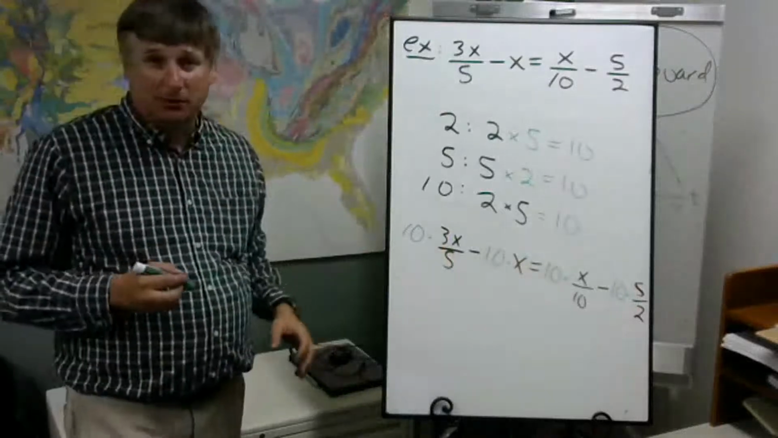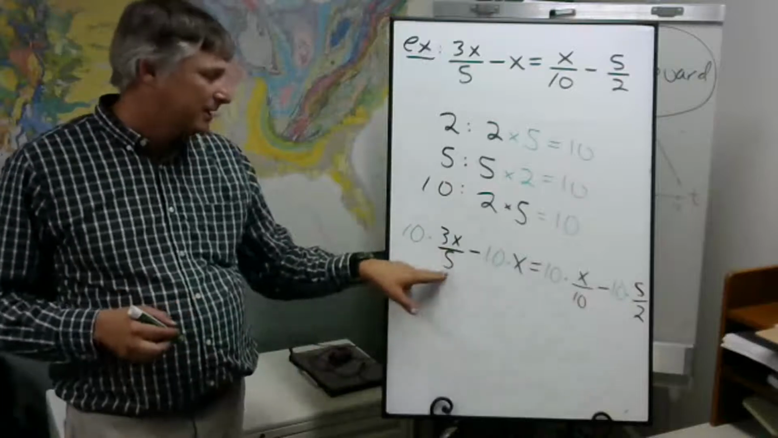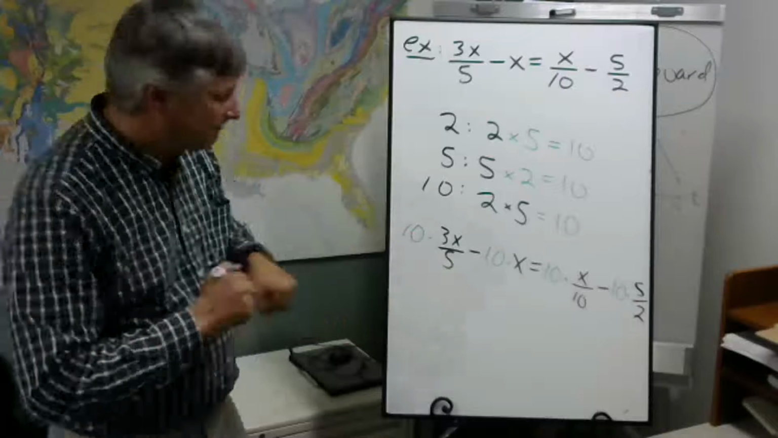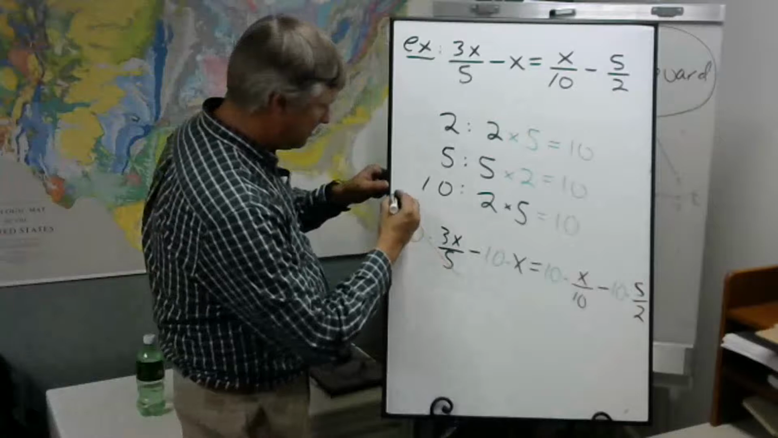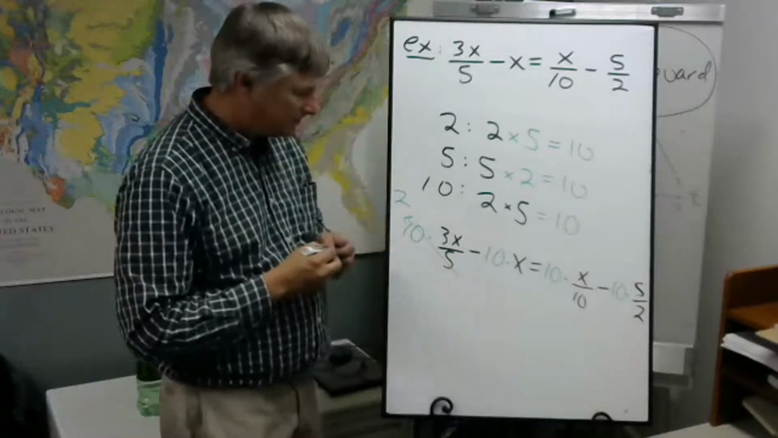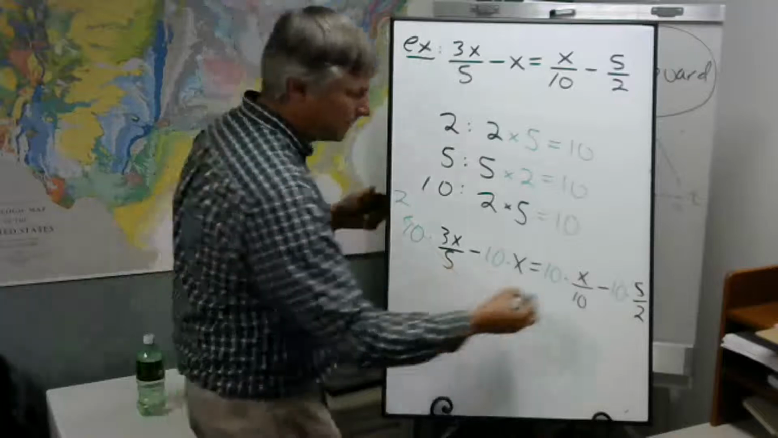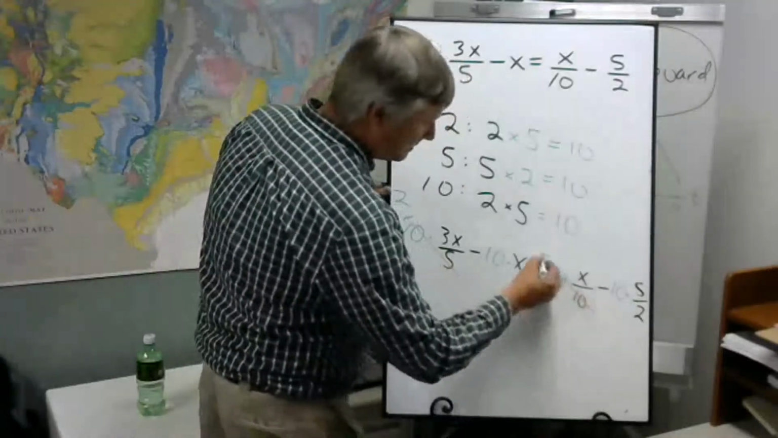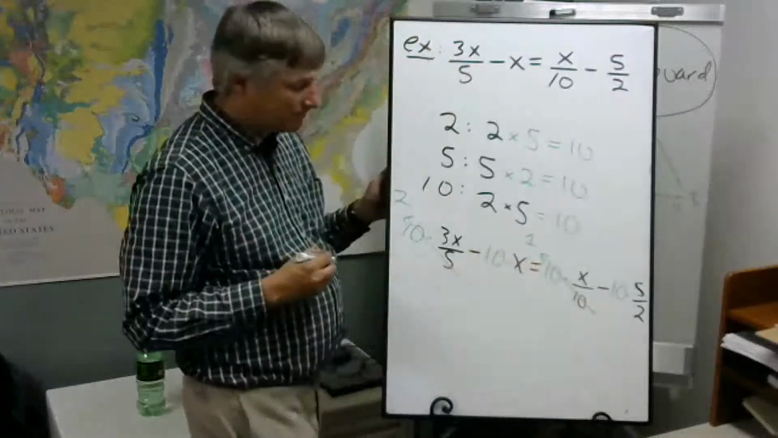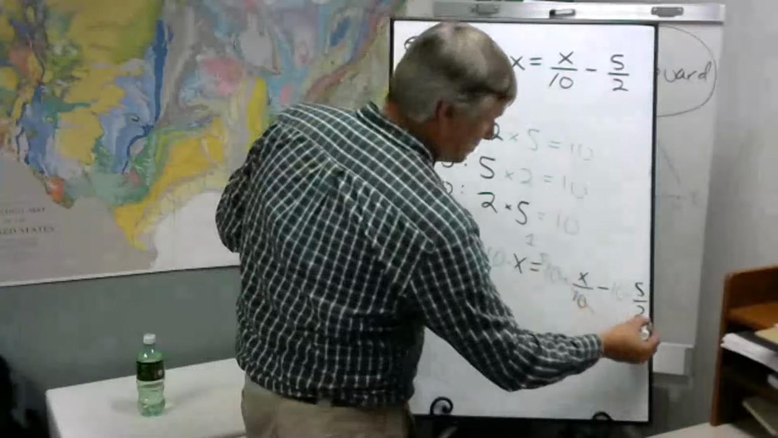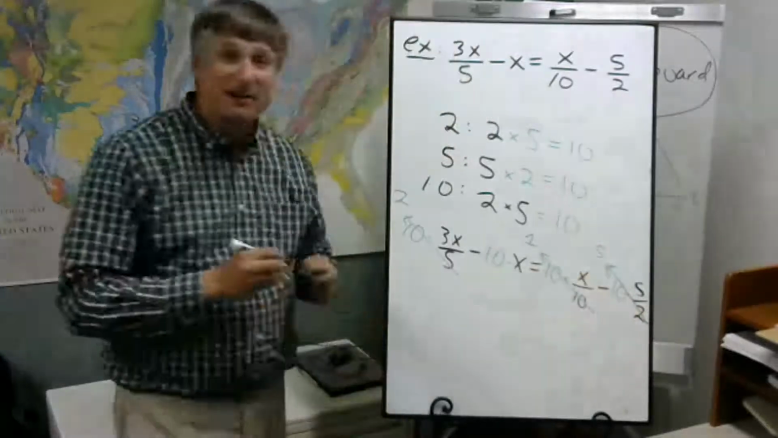So this is how this works. We're going to take the denominator and divide it into the LCD. So 5 goes in the 10 2 times. This is just going to be 10 times x. 10 goes in the 10 1 time. And 2 goes in the 10 5 times.